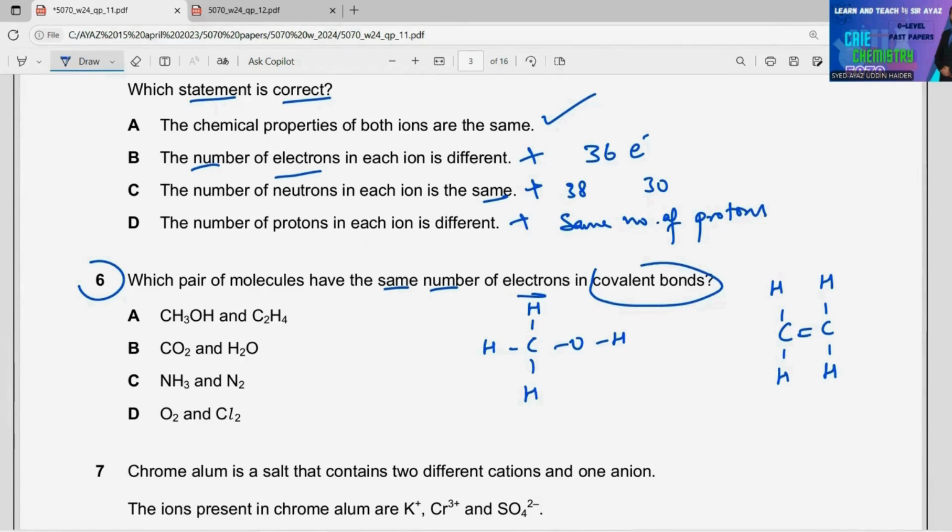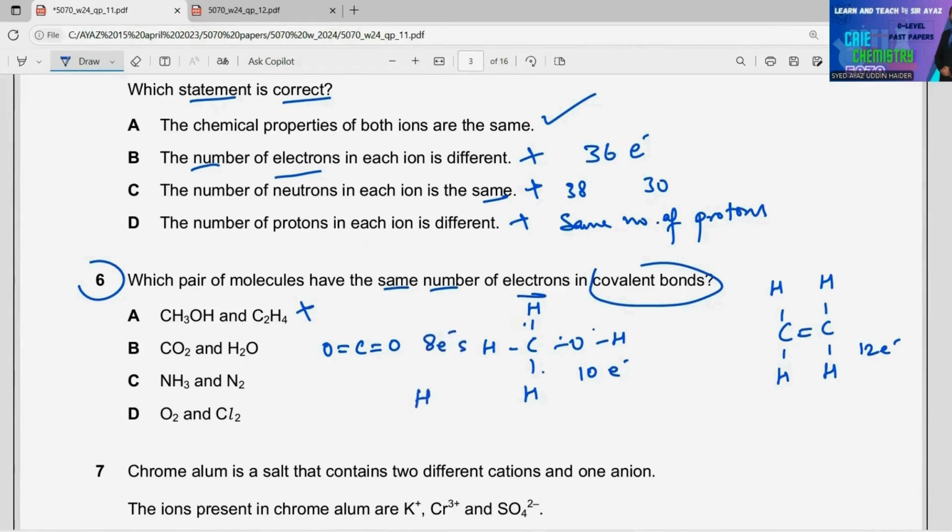For methanol, we have 1, 2, 3, 4, 5. We have 5 pairs, which means 10 electrons. What about ethene? 1, 2, 3, 4, 5, 6. 6 multiplied by 2, 12 electrons. So A must be the incorrect choice here. Looking at the other choices, carbon dioxide and H2O. The displayed formula for carbon dioxide, CO2. There are 4 bonds in CO2, which means 4 multiplied by 2, 8 electrons.